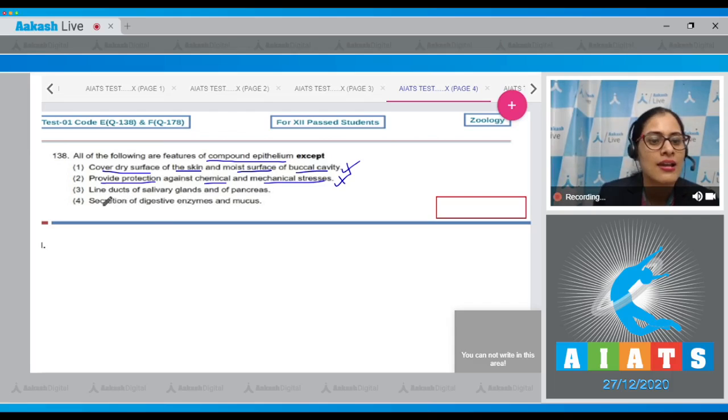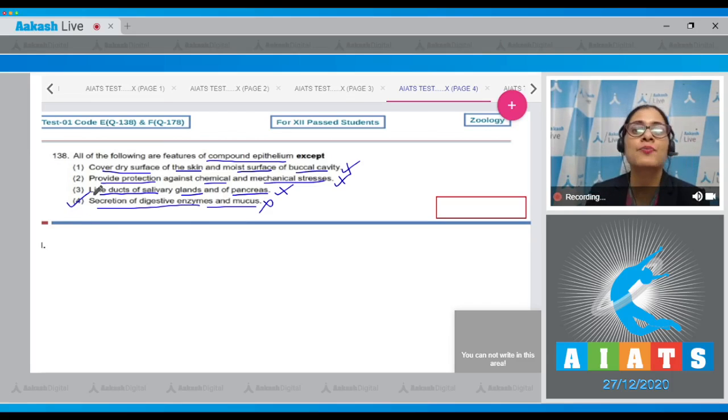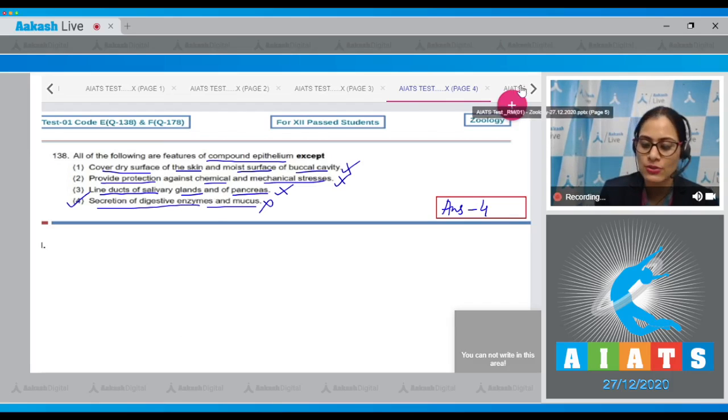Third option says line ducts of salivary glands and of pancreas. This is also the feature of compound epithelium, so this cannot be a correct answer. And the last option says secretion of digestive enzymes and mucus. As it is an incorrect option, this is a correct answer to our question. Because being multi-layered, compound epithelia have little role in secretion or absorption, but they provide protection to underlying tissues against mechanical, chemical, thermal, or osmotic stresses. So the correct answer to this question is option number 4. Let's proceed to the next question.